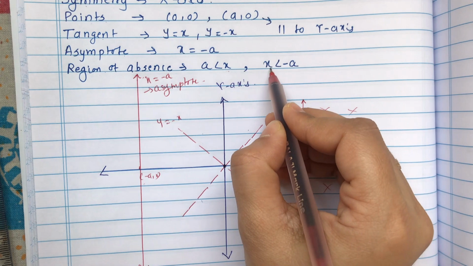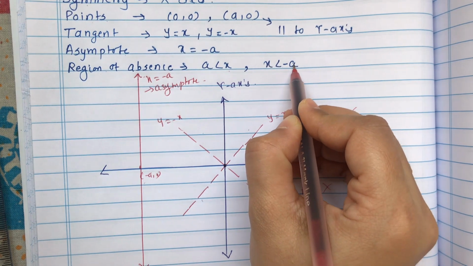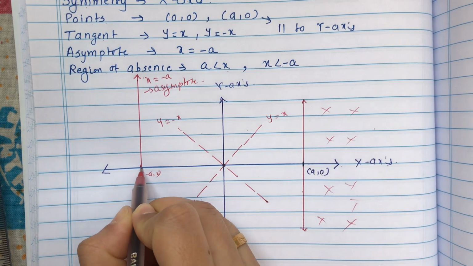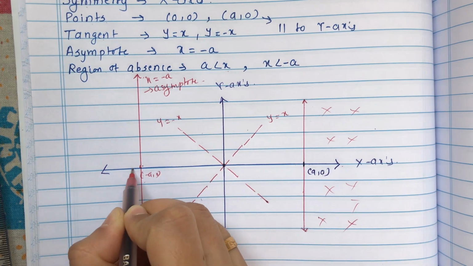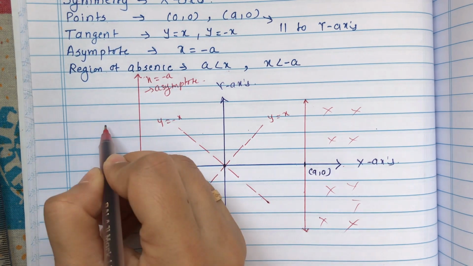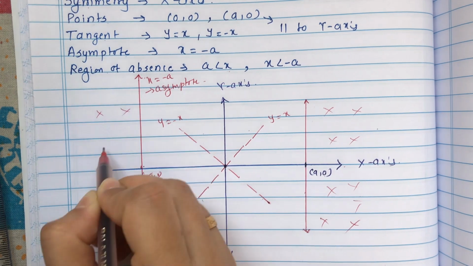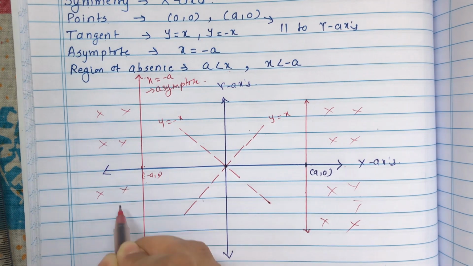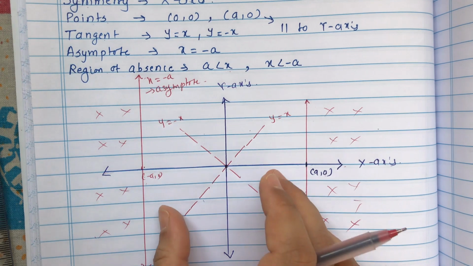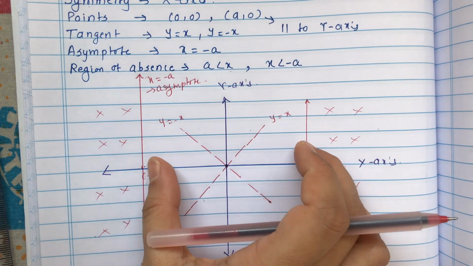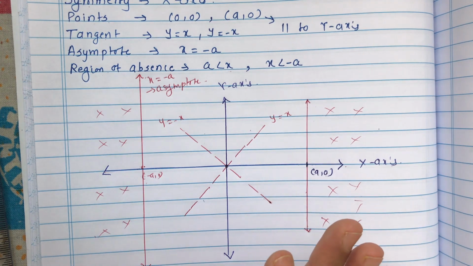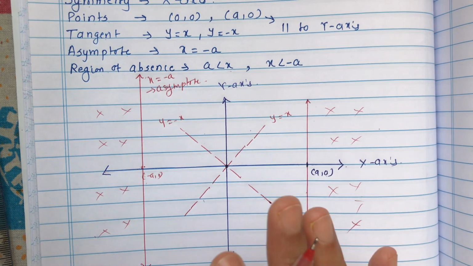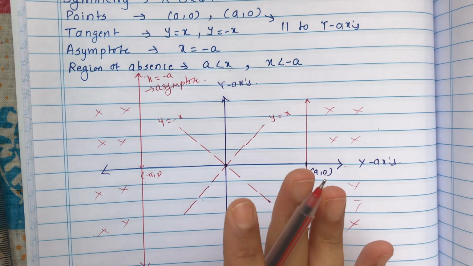Similarly, next is x less than minus a. Now here it is the point minus a, so which values will be less than minus a? These values. So this is also a region of absence. So our curve will lie within only these two lines, x is equal to a and x is equal to minus a. So next, now we have to trace the curve.